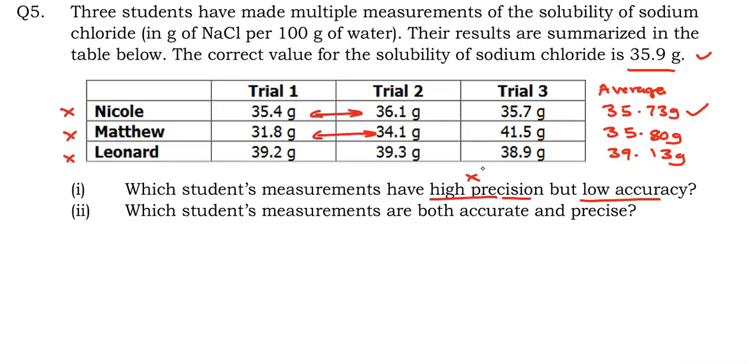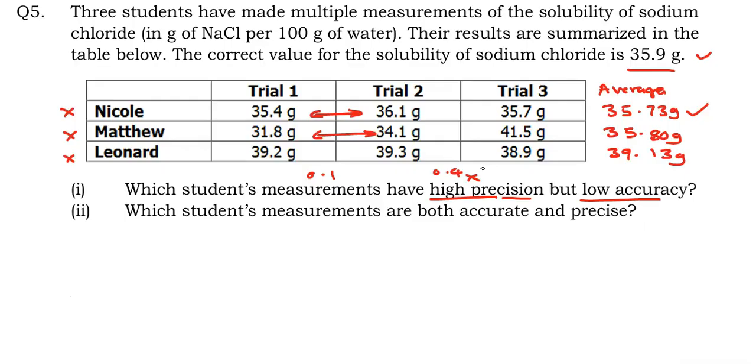Let's talk about Ronald. Is Ronald precise? When you say 39.2, 39.3, 38.9, these numbers are very, very close. You can see 39.2 to 39.3, we only have 0.1 difference here, and 39.3 to 38.9, we only have 0.4 difference here. So you can even tell that Ronald is precise.